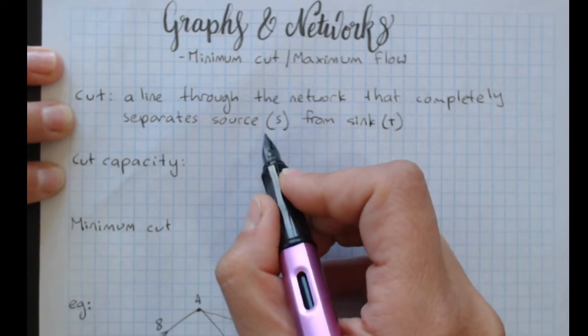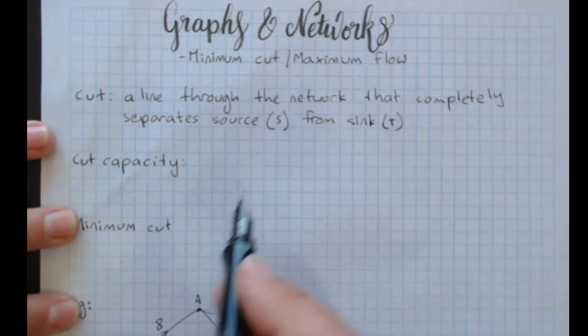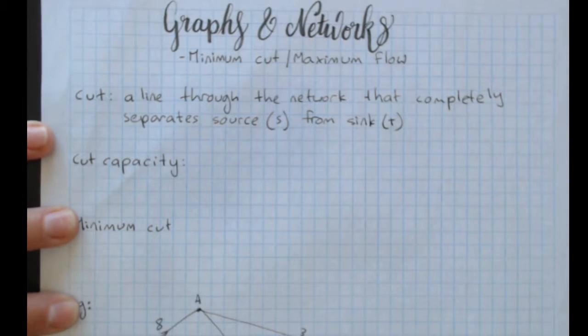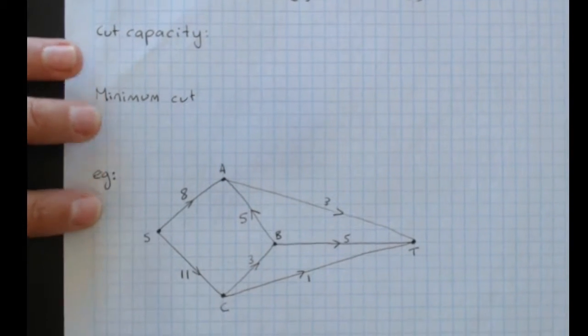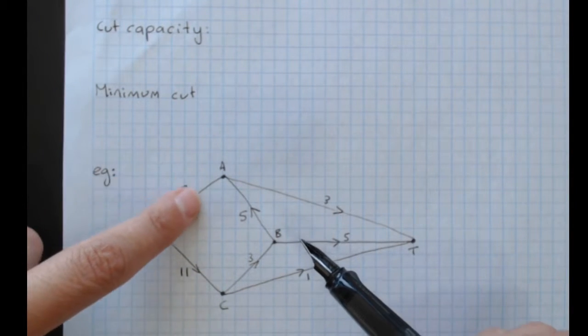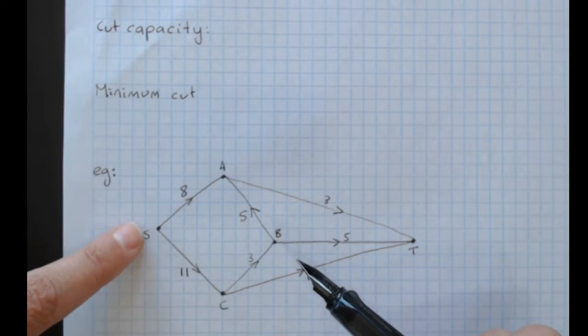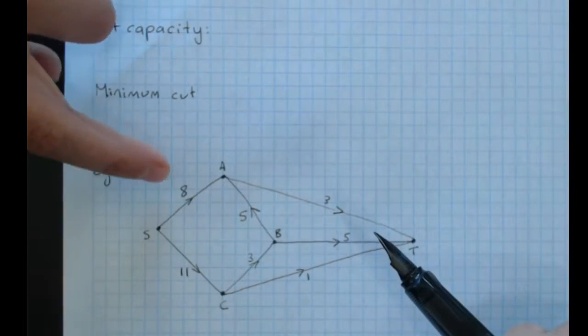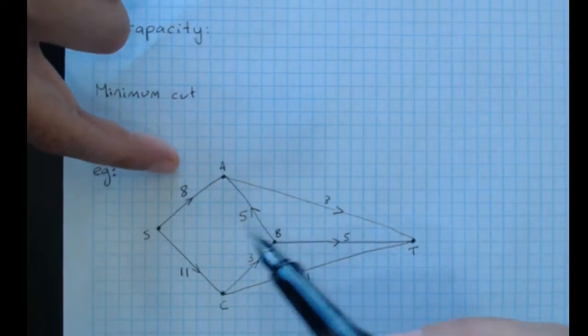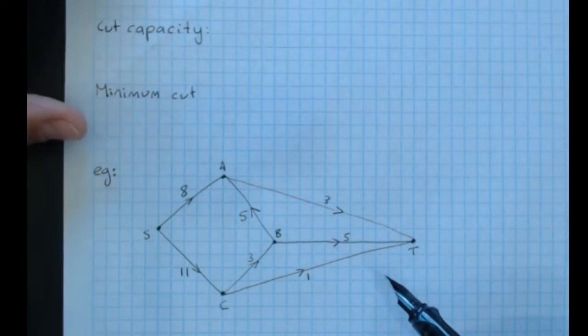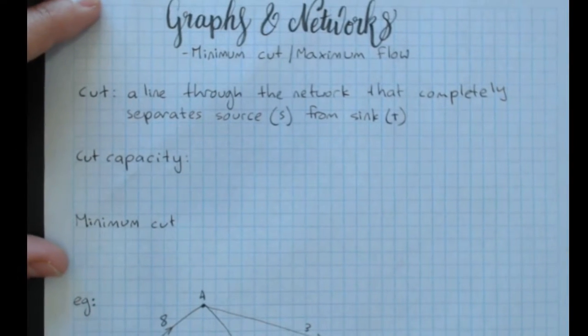So source is where everything's coming from, sink is where everything's going to. They can't both be S, so the source is S, the sink is T. So a cut, say going through here, completely separates the source from the sink. A cut going through here, you can still get flow through. It's not an acceptable cut for our plan here.